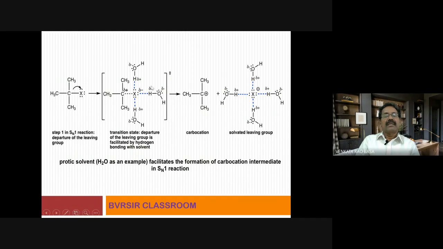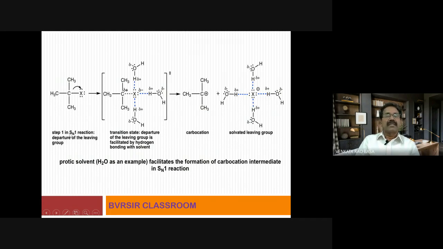Then what happens when water molecules are associating like this? This X minus can be very conveniently removed like this. Solvated leaving group, solvation. Finally, solvolysis will take place. That is a different thing. So carbocation is very easily formed. That is why SN1 reactions require which type of solvents? Polar protic solvents are required.